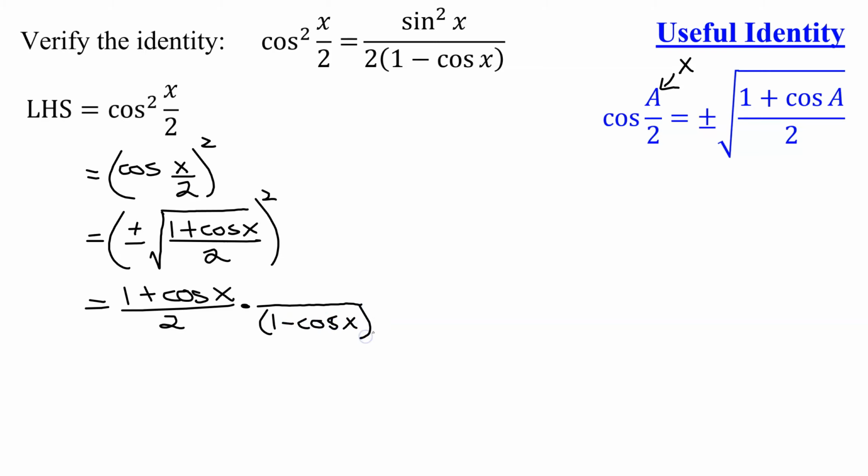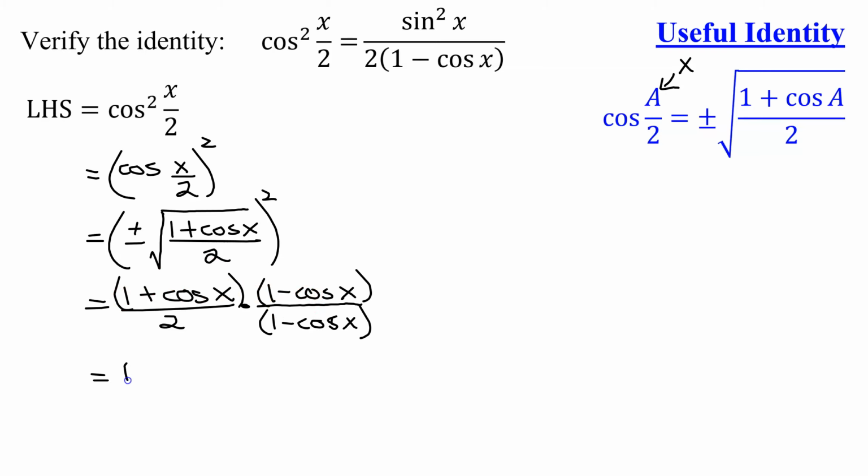And if you multiply the denominator by 1 minus cosine x, you have to also multiply the numerator by 1 minus cosine x. And what happens if I do that? Well, in the numerator, I have 2 binomials. I'm going to FOIL them.